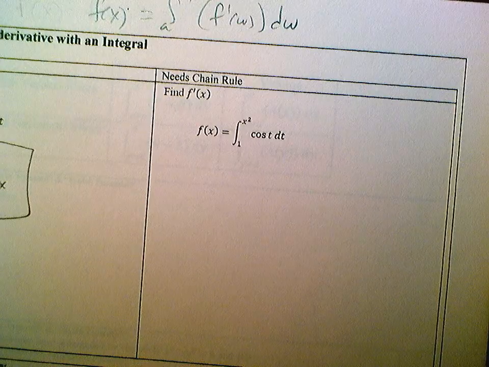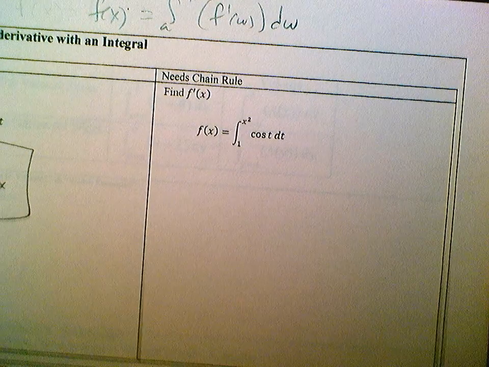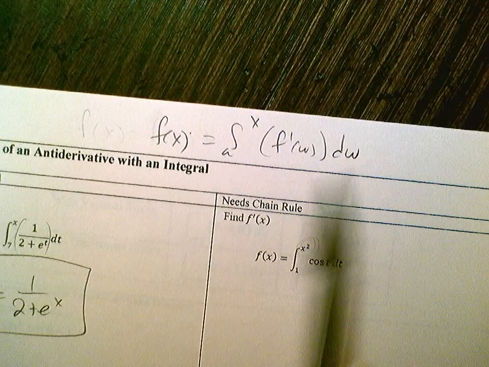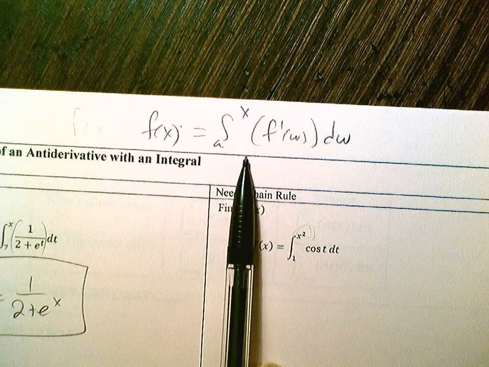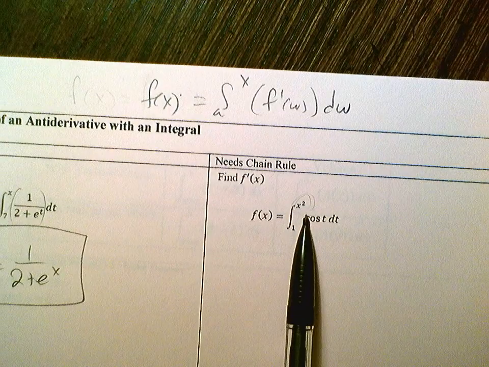Alrighty, now this next one is a little bit trickier because we need chain rule, because this is not just an x up there. This does not match exactly our antiderivative with an integral formula. This needs to be just x. This is an x squared.